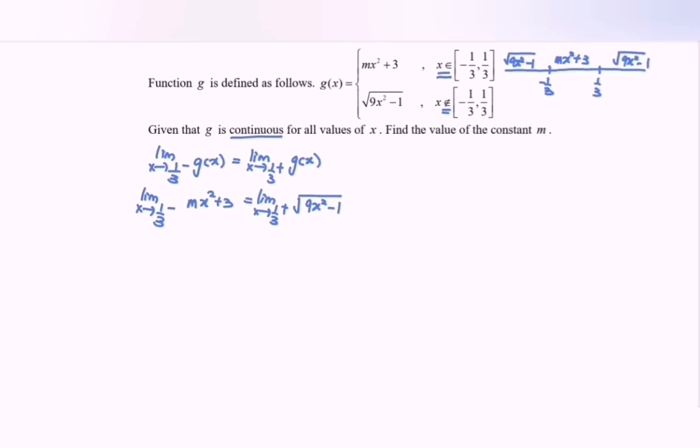Kindly substitute the situation. Here we'll have m over 9 plus 3 equals, kindly substitute 1 over 3, so we will have the square root of 9 times 1 over 9 minus 1. So we will have 0 on the right hand side. Kindly continue. So m over 9 plus 3 equals 0, so m over 9 equals negative 3. So m is equal to negative 27.